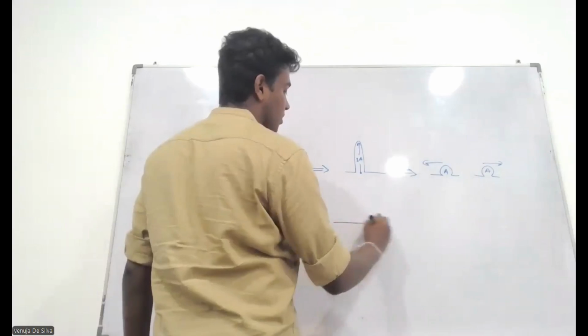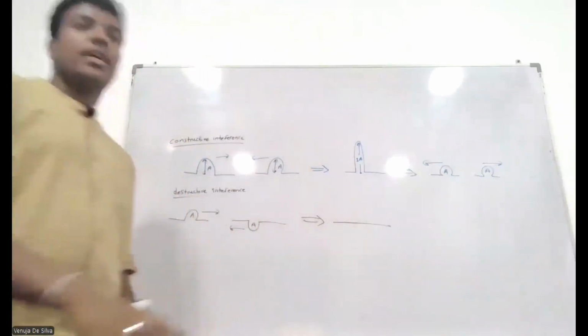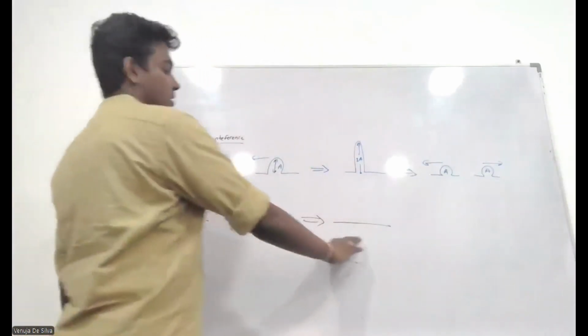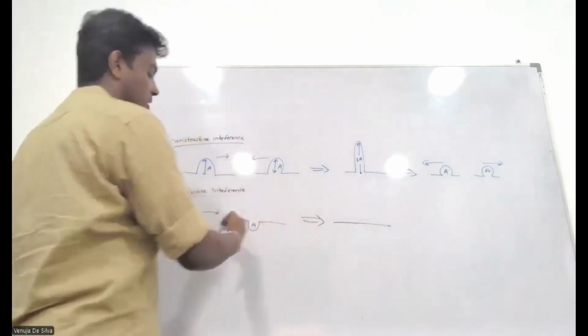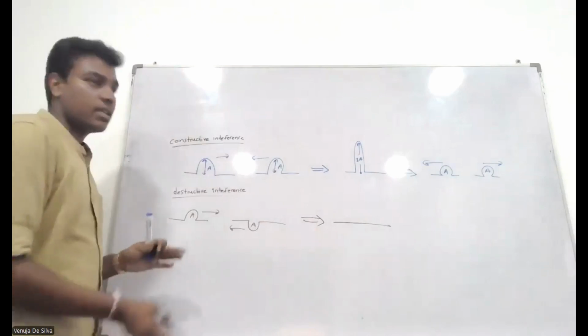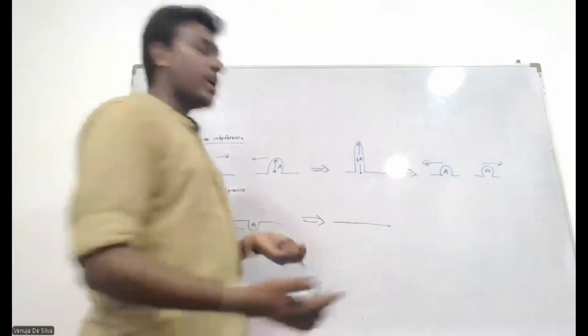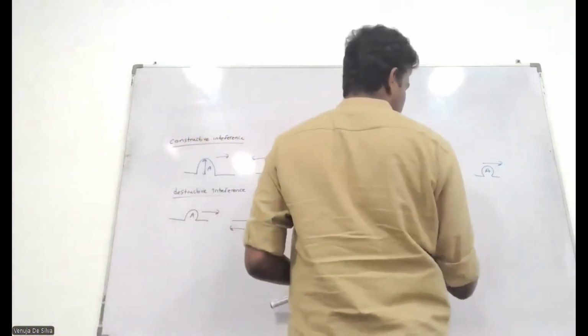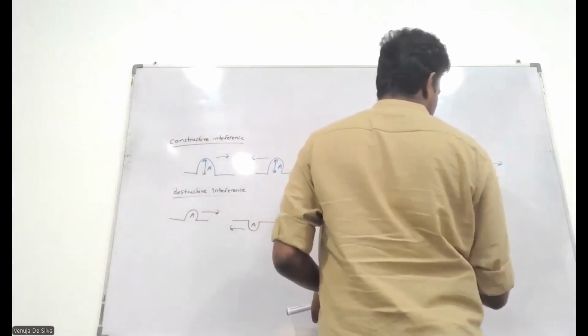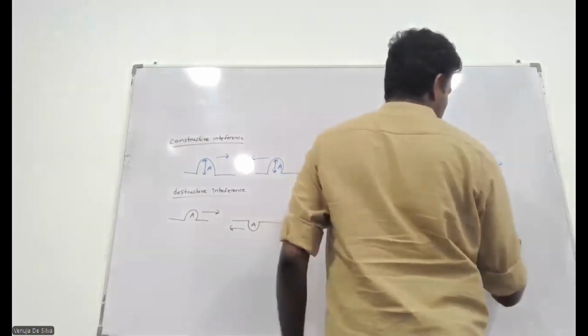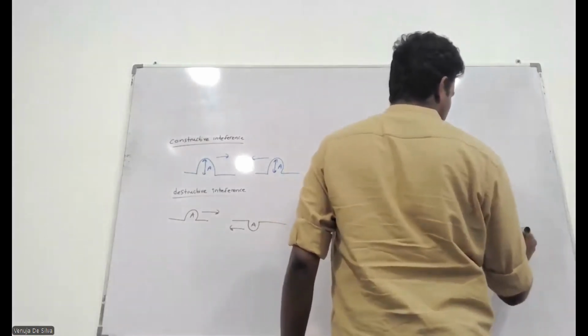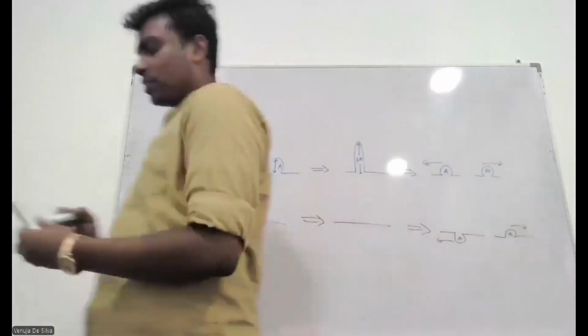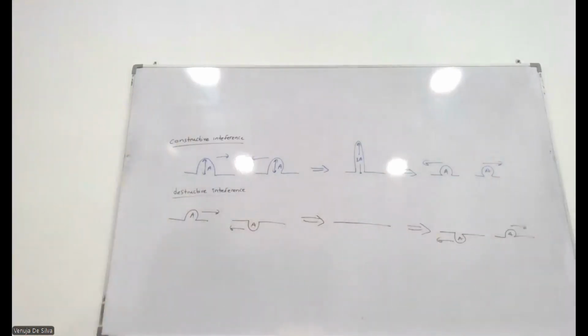The resultant wave is displaced like that. There is no resultant wave. When they combine, they destruct. There is no wave. And then after they pass, this is what's going to happen. A, and then this is going to go in this direction, A. So this is destructive interference, right?